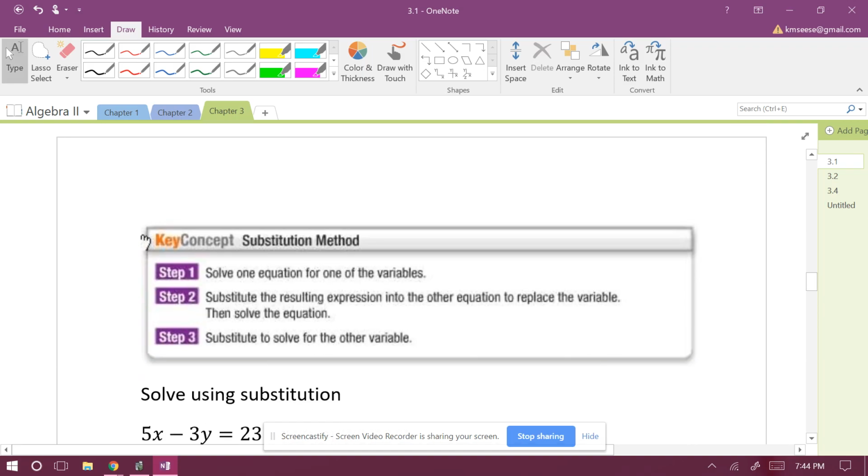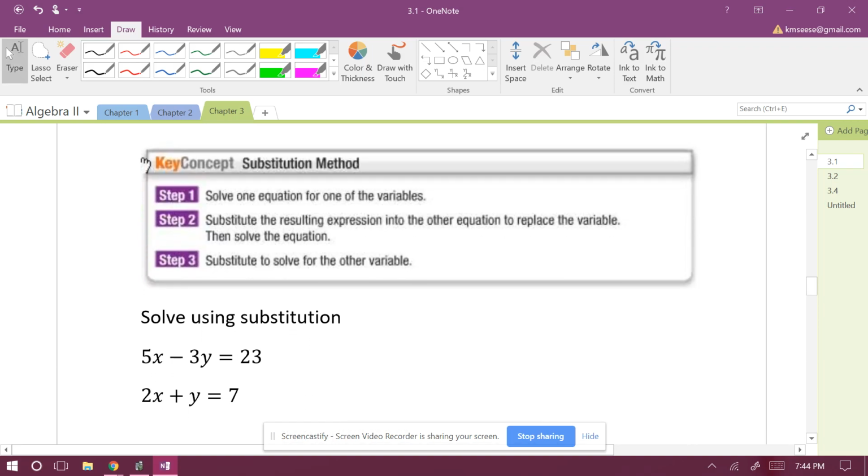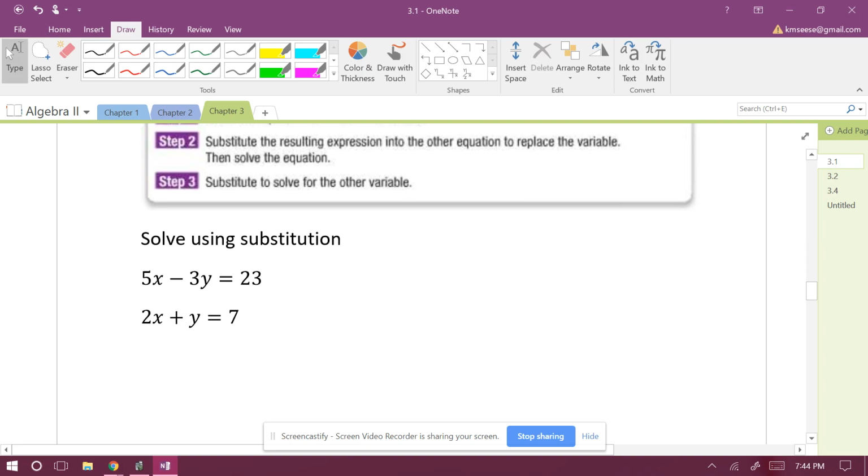All right. Besides graphing, we also use what we call the substitution method to solve systems of equations. So you can solve one equation for one of the variables as your first step. You then substitute the resulting expression into the other equation to replace the variable and then solve the equation. And you substitute in finally to solve for the other variable. So it's a little confusing when you see that, but it is actually pretty intuitive when you do it step by step and follow it.